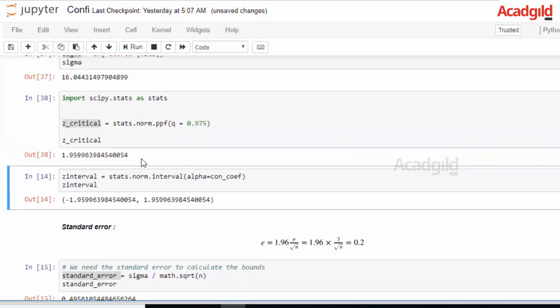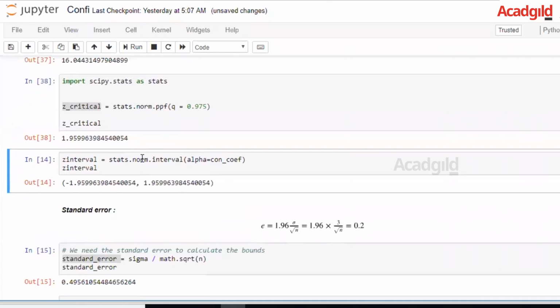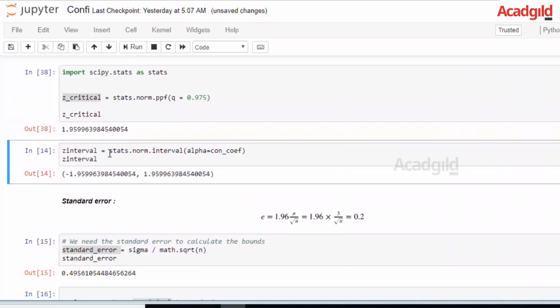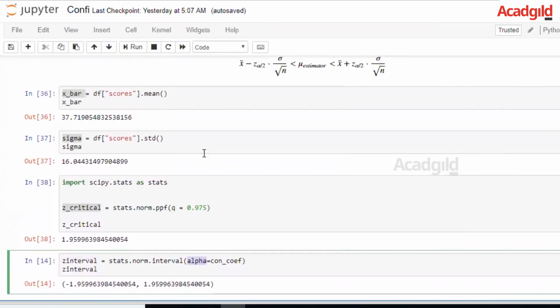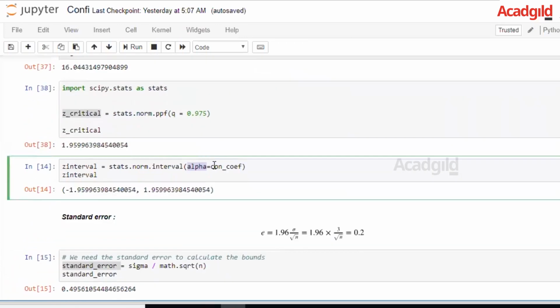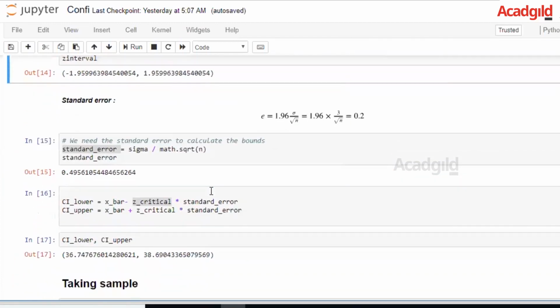Now that we have the z critical value, we will find the intervals for our data set, and we can directly find the intervals using stats.norm.interval, and the alpha value can be given either manually or we can give the saved number. This is the interval which we can find out, or we can go ahead and manually calculate as well.